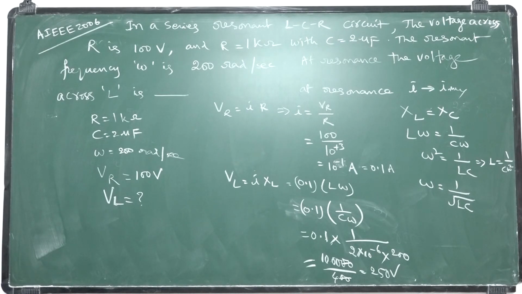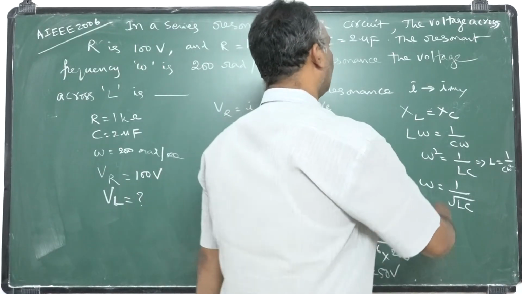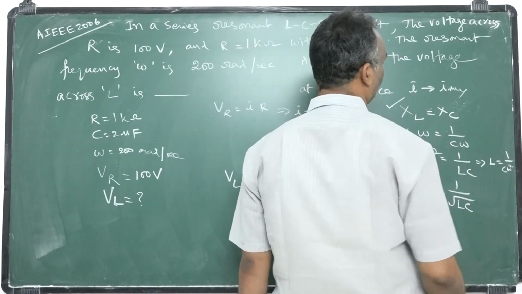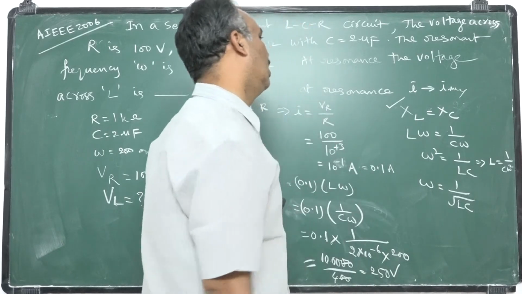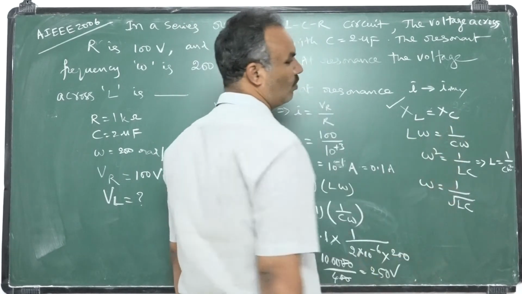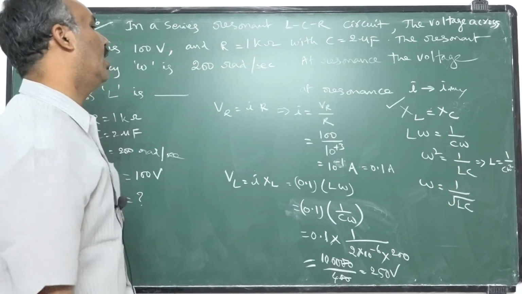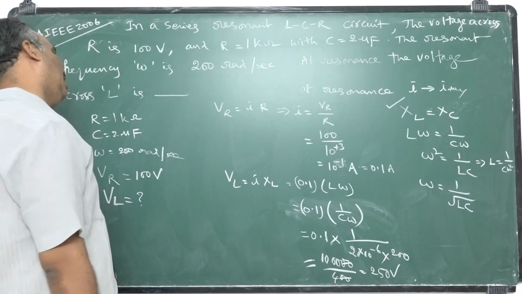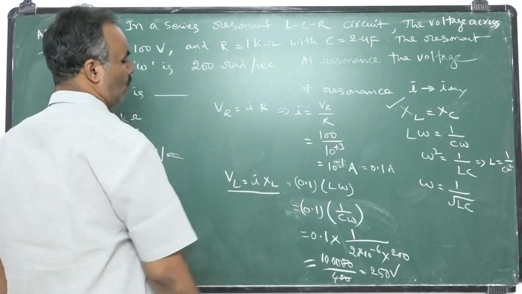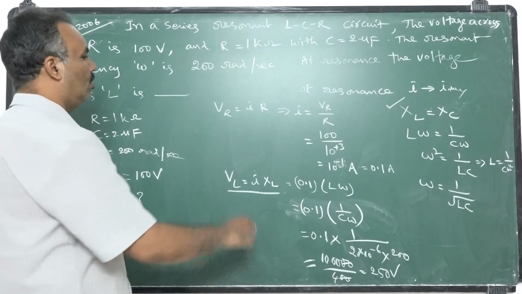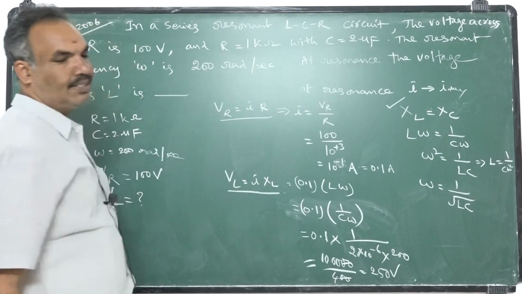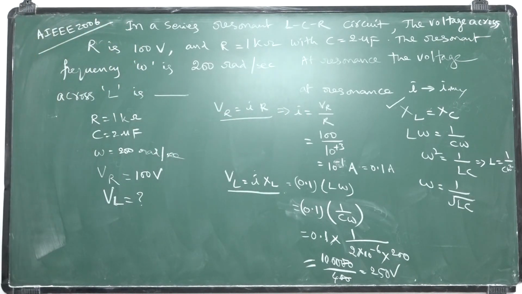Very simple solution. Here you should understand, at resonance, inductive reactance must be equal to capacitive reactance. L omega can be replaced with 1 by C omega, and current passing through the circuit you can calculate by taking voltage across inductor as I XL, voltage across resistor as IR. By knowing these fundamental formulae, you can solve the question and get the answer.